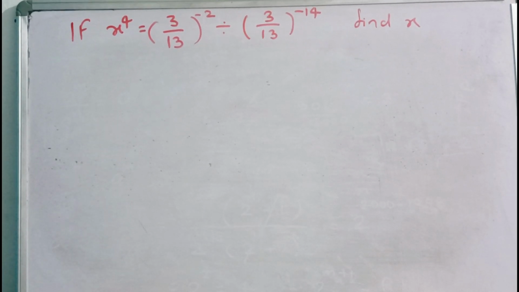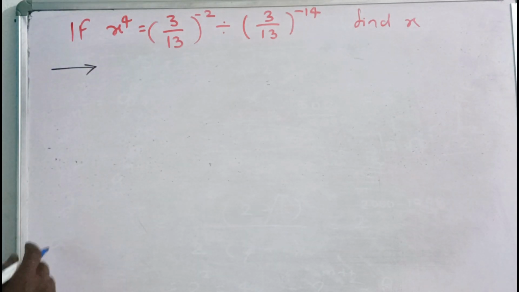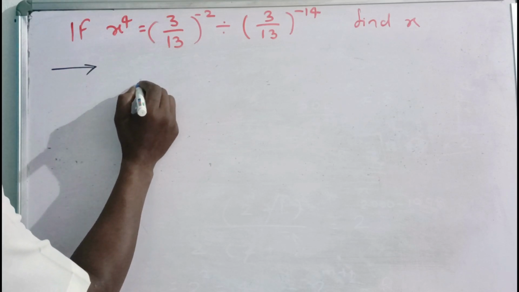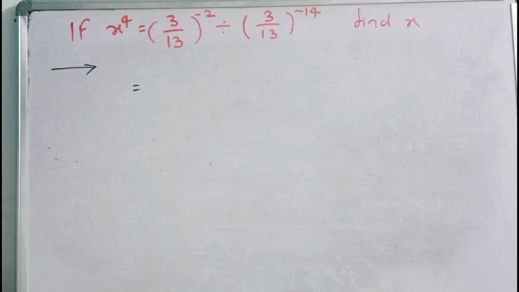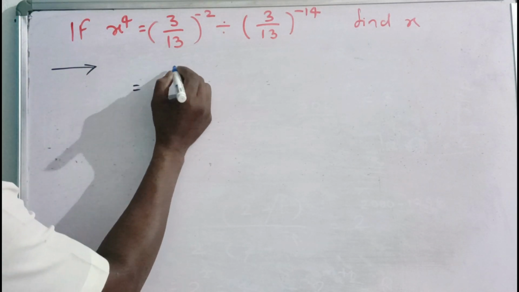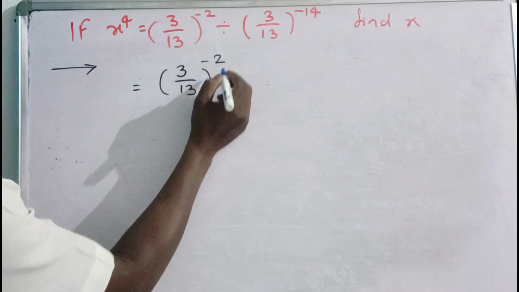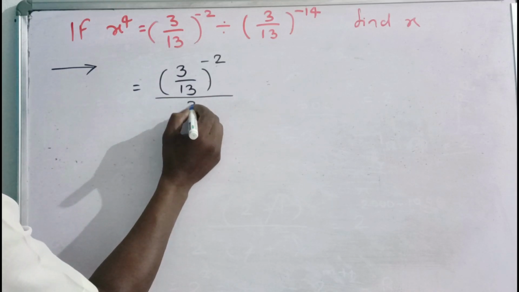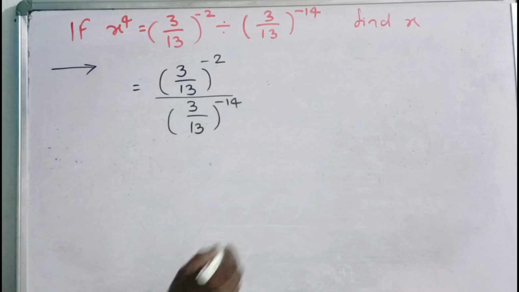If x raised to the power 4 is equal to 3 by 13 raised to the power minus 2 divided by 3 by 13 raised to the power minus 14, then find the value of x. What we should have to do here is keep the left hand side as it is, only do the operation on the right side: 3 by 13 raised to the power minus 2 divided by 3 by 13 raised to the power minus 14.